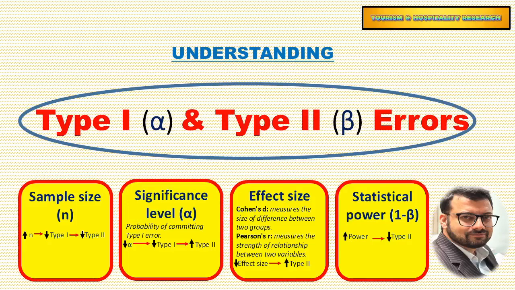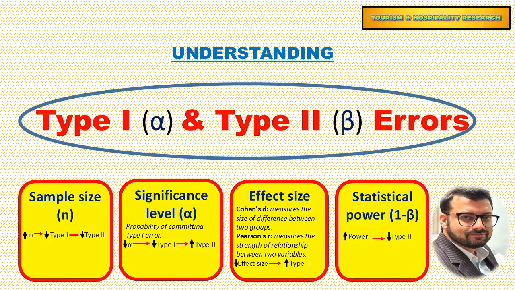And these two errors are affected by four major factors. The first being the sample size, second is significance level, third is effect size, and the fourth is statistical power. So we are going to discuss a little bit about each one of them so that we understand the importance of controlling these errors in our research. These errors might affect your results.